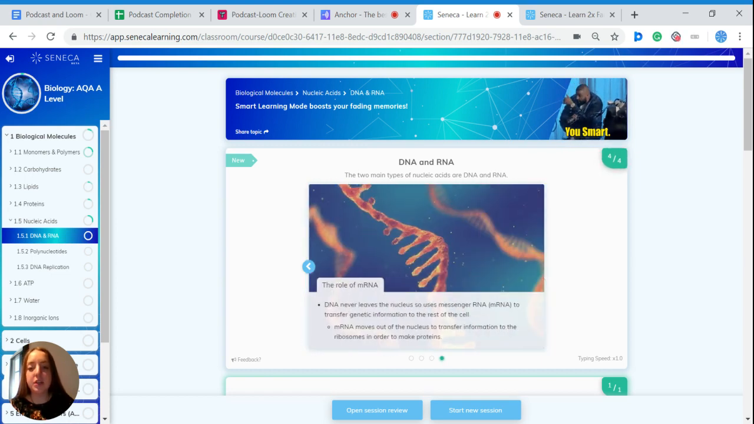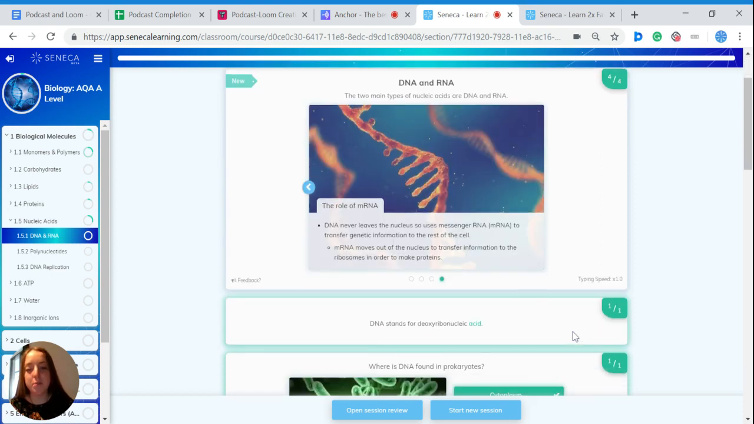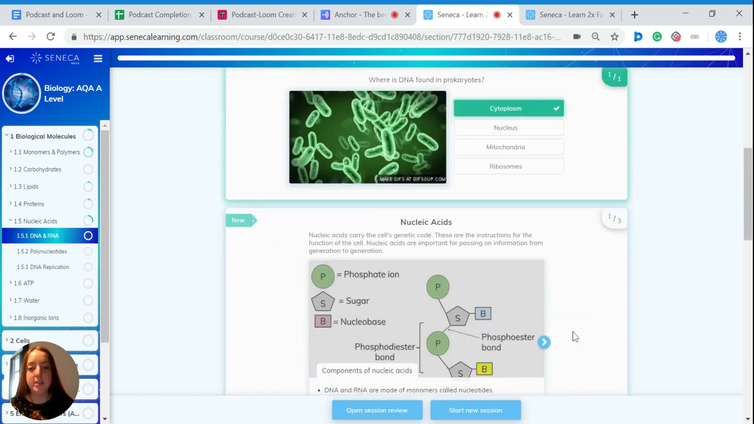DNA never leaves the nucleus, so messenger RNA, which is mRNA, transfers genetic information to the rest of the cell instead. mRNA moves out of the nucleus to transfer information to the ribosomes in order to make proteins.